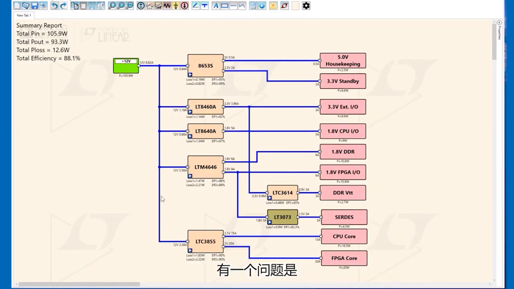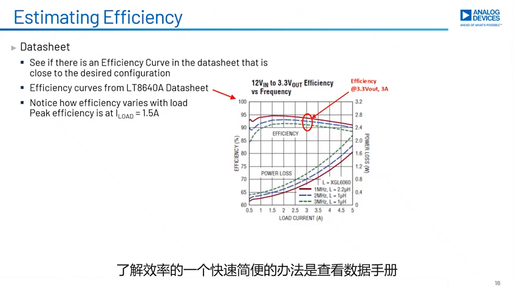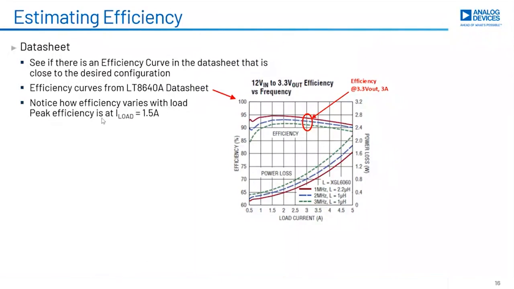Okay, now you'll notice I've entered efficiencies into the power tree for each of the power converters. And so a question is, how do you find out what the efficiency is for a particular converter in a particular configuration? And so I'm going to step back to my PowerPoint here. One quick and easy way to get the efficiency is to look in the data sheet.